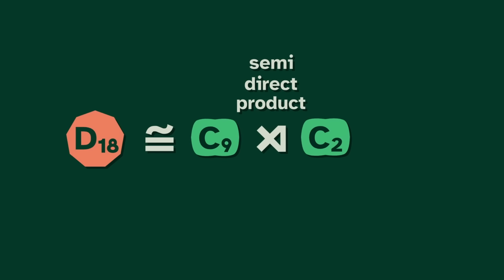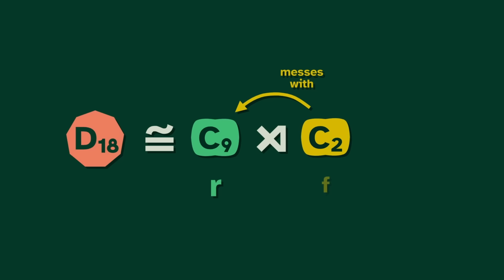D18 is C9 semi-times C2. But what does that mean? It means that C2 messes with C9, right? Yeah. C9 is the rotations, C2 is the flips, and the flips mess with the rotations. When rotation passes flip, it gets inverted.